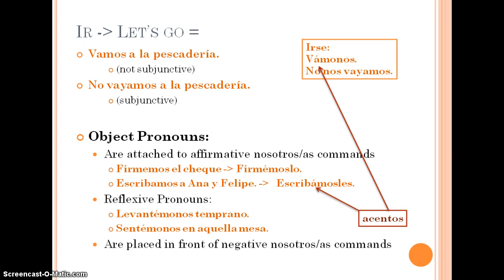Now, if we have negative nosotros commands, then our pronouns, be them object pronouns or reflexive pronouns, are placed in front. So, no le paguemos el préstamo. Let's not pay them the loan. Or, no se lo digamos a ellos. Let's not tell it to them.